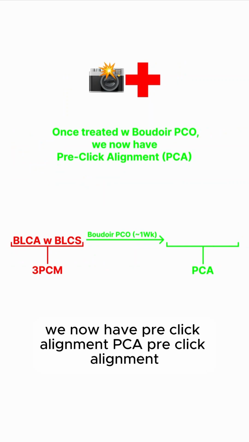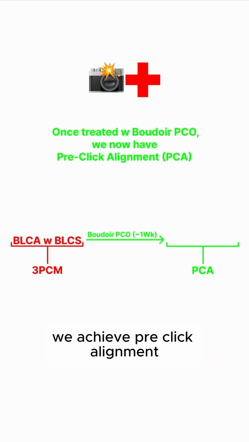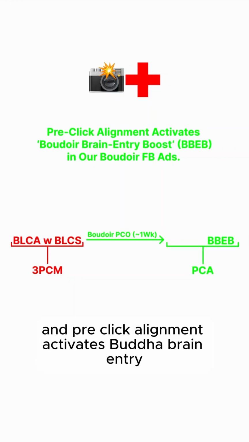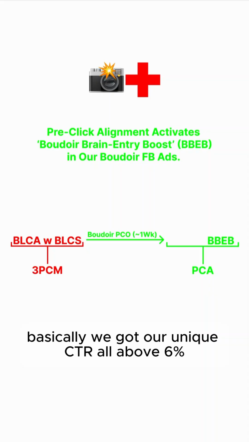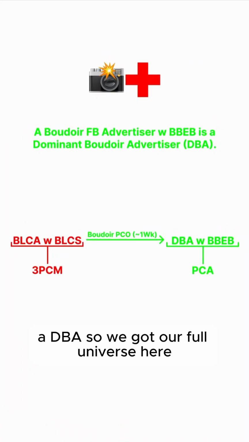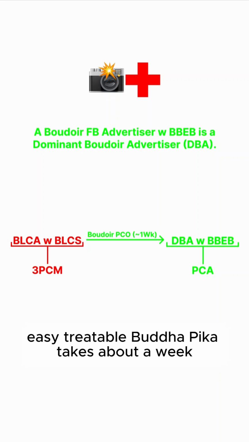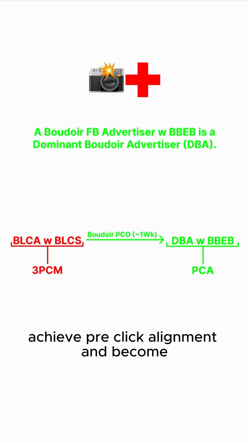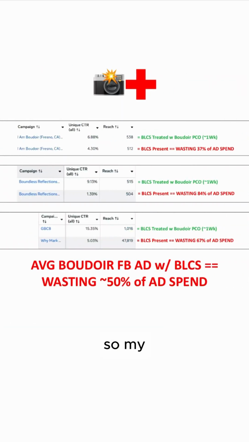Once treated with Boudoir PICO, we now have pre-click alignment, PCA. So we got rid of the 3 pre-click mistakes. We achieve pre-click alignment, and pre-click alignment activates Boudoir brain entry boost in our Boudoir Facebook ads. Basically, we got our unique CTR above 6%. And a Boudoir Facebook advertiser with Boudoir brain entry boost is a dominant Boudoir advertiser, a DBA. So we've got our full universe here: a BLCA with BLCS is caused by the 3 pre-click mistakes. It's easy, treated with Boudoir PICO, takes about a week. Achieve pre-click alignment and we become a dominant Boudoir advertiser with Boudoir brain entry boost. That is this universe.